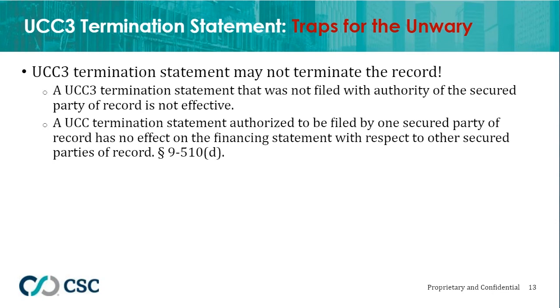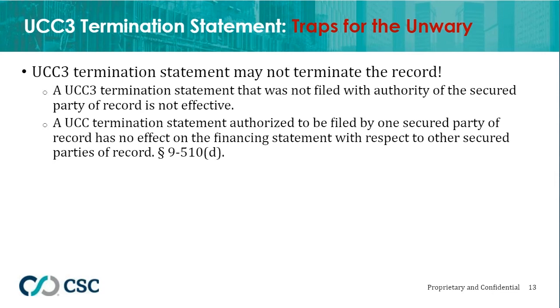Also, even if a secured party authorized the filing of a termination statement, the financing statement may still remain effective if there are multiple secured parties. And that's because a termination statement filed by one secured party of record has no effect with respect to the interests of the other secured parties of record. So you may have secured party A and secured party B on a financing statement. Secured party A authorizes the filing of a termination statement. Secured party B does not. The termination statement will terminate secured party A's interest, but not secured party B's. So the financing statement will remain effective after that.